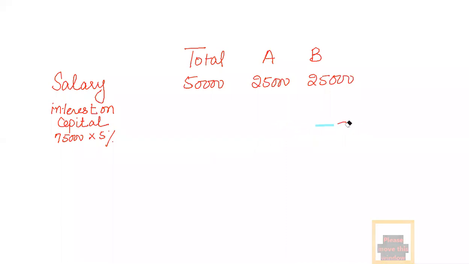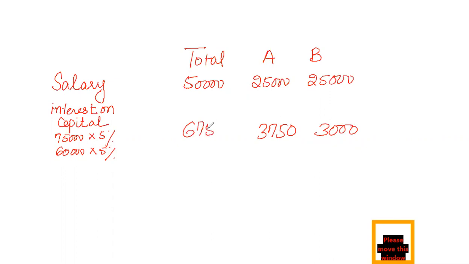There's a bit of a mistake in the calculation, so let me calculate it again. 75,000 into 5% becomes 3750, and 60,000 into 5% per annum becomes 3,000. So the total is 6750. So this is the interest on capital.